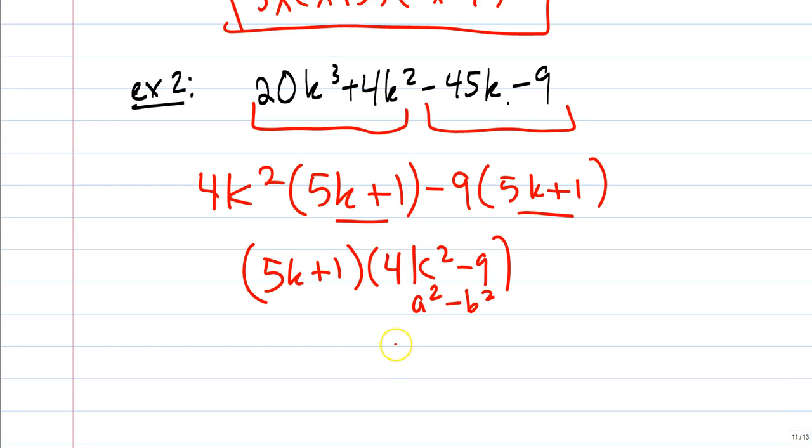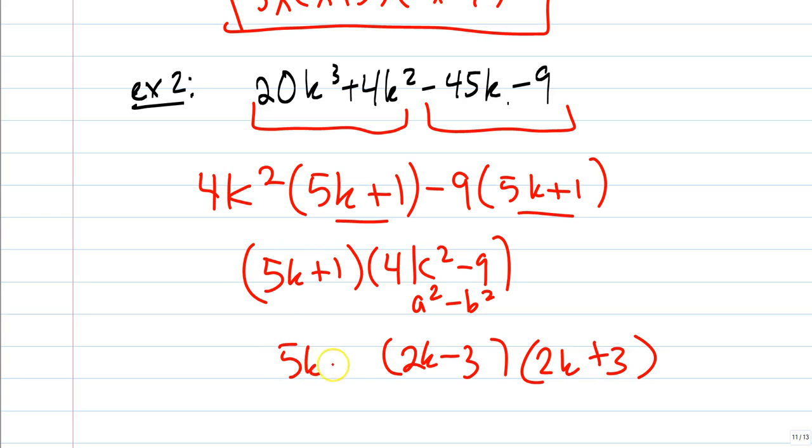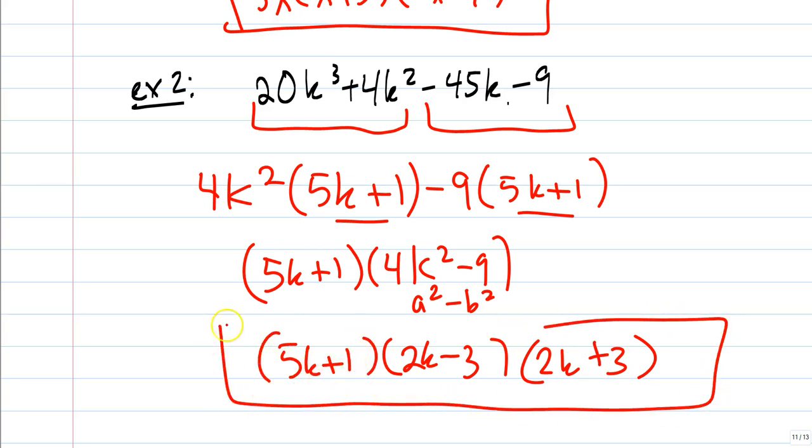What multiplies to make 4k squared is 2k and 2k, minus 3 and plus 3 to zero out in the middle, and don't forget to bring down the 5k plus 1. Now factored completely. Okay? Notice that was also the example that I put on the notes. I think this is a great example because it merges them. But be comfortable factoring by grouping.